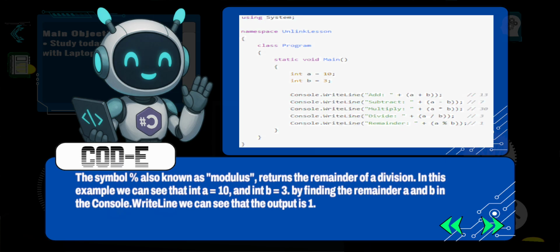The symbol, also known as modulus, returns the remainder of a division. In this example, we can see that int a equals 10 and int b equals 3. By finding the remainder of a and b in the console.writeLine, we can see that the output is 1.